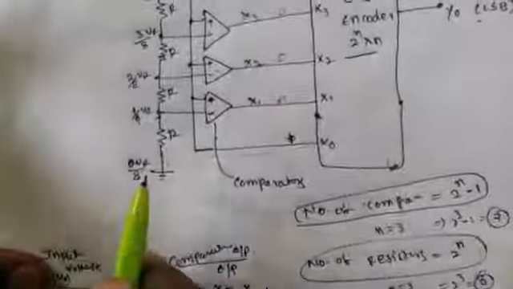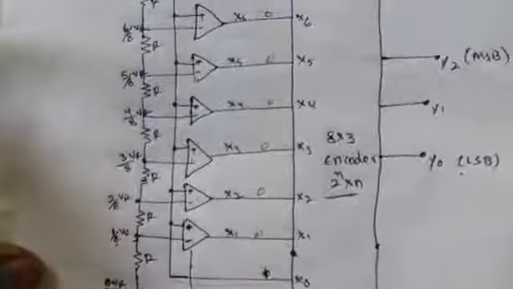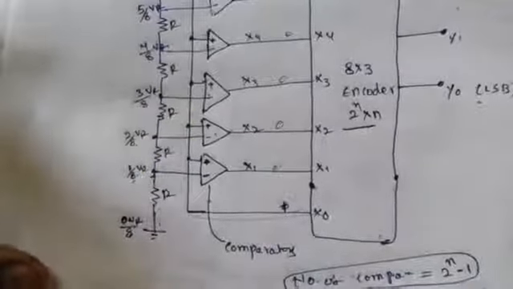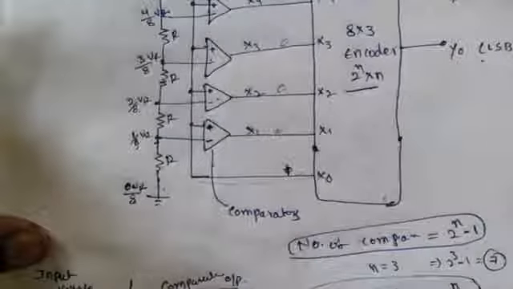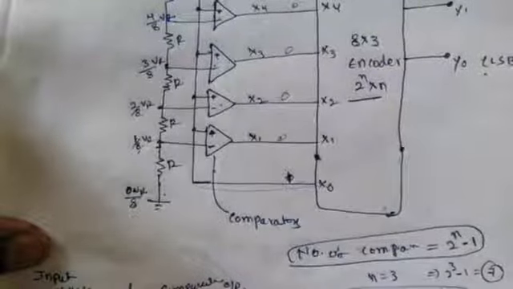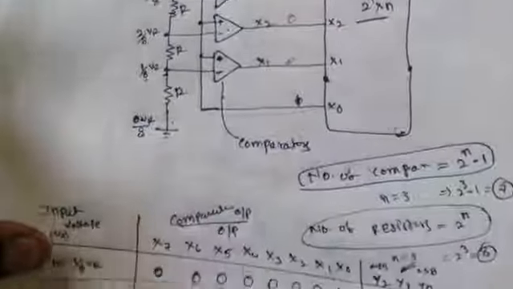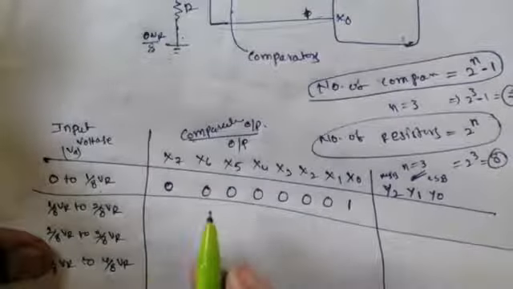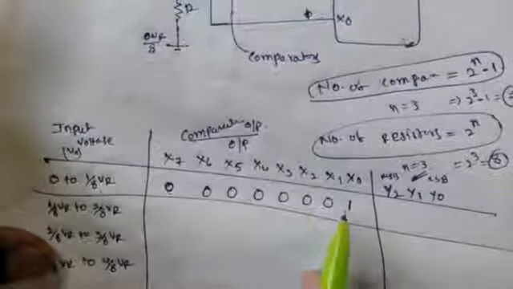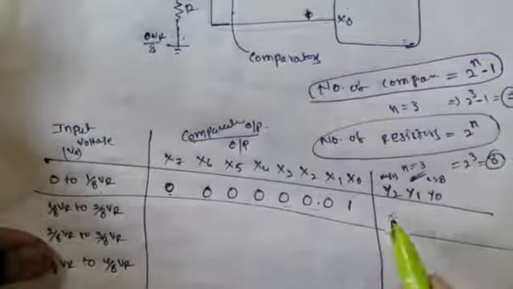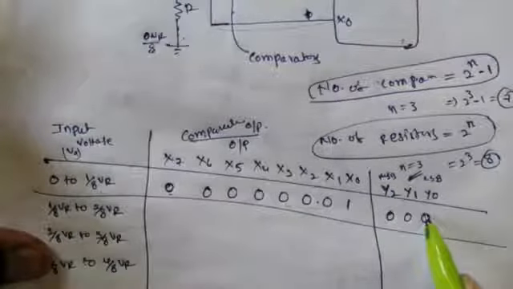So when we give analog input voltage 0, all the comparator outputs are 0 and X0 will be 1. I am representing that here: 0, 0, 0, 0, 0, 0, 0, and here it is 1. This binary code is nothing but the comparator outputs, and it is represented as a digital output 0, 0, 0.